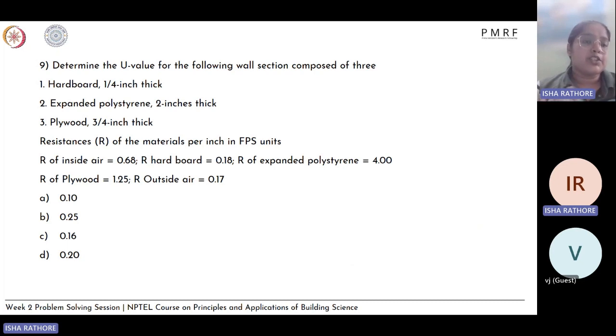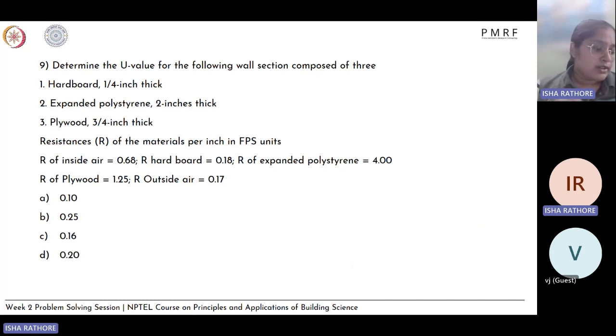So one is hardboard, which is 1/4 inch thick. Then you have expanded polystyrene or EPS, which is 2 inches thick. Then you have plywood, which is 3/4 inches thick. And the resistance of the materials per inch in FPS units are given as follows.